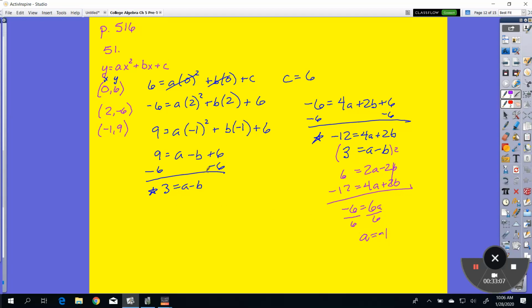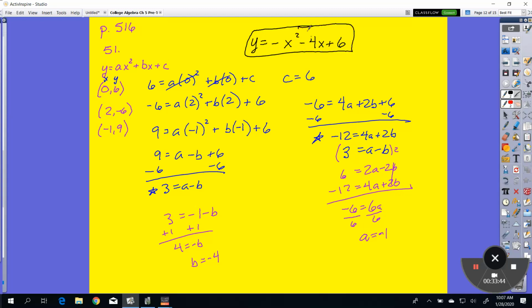And then I'm going to plug that into either one of those 2 starred equations. I'm going to use this one. 3 equals negative 1 minus b. Add the 1. So 4 equals negative b. So b equals negative 4. So my final answer is going to be y equals a, which is negative 1, x squared, plus bx, but b is negative 4. So I'm going to change that plus to a minus. So negative 4x and 6 goes in place of c. So that's the answer for that problem.